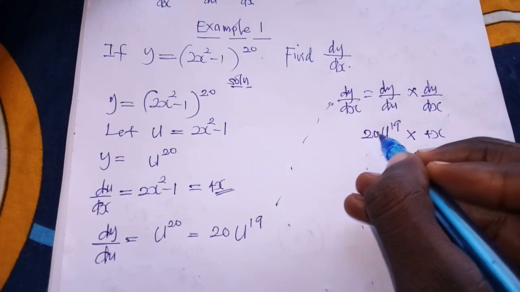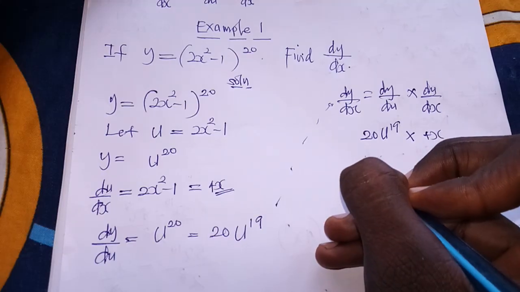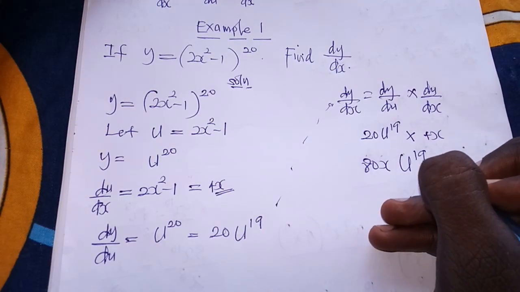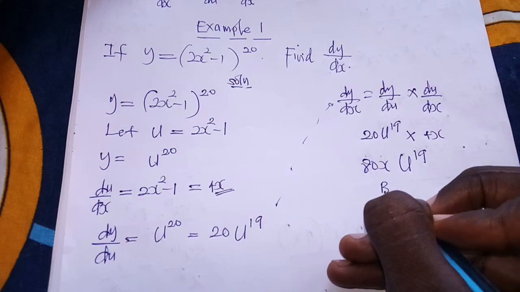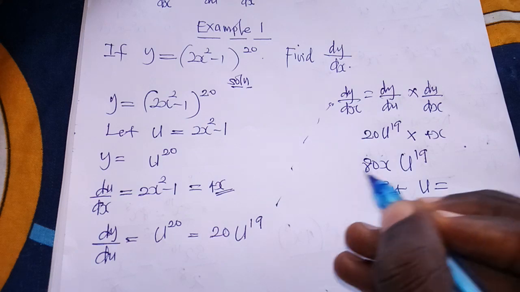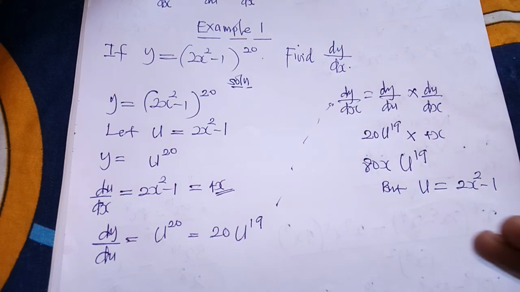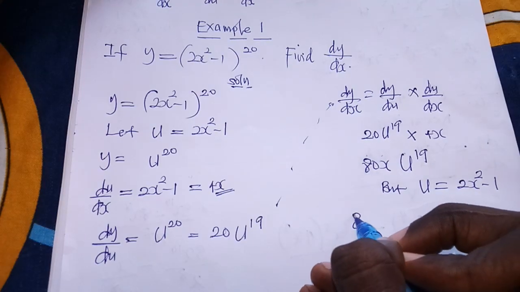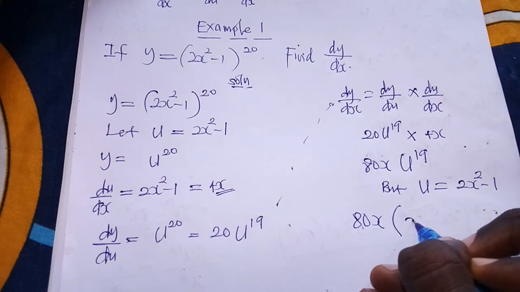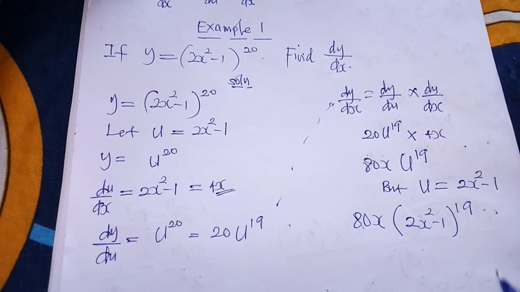Now let's multiply 20 times 4x. This gives you 80x u raised to the power 19. But we know we already let u be x square minus 1. Now let's substitute. Then our answer becomes 80x into, instead of u, we replace it by x square minus 1 raised to the power 19.